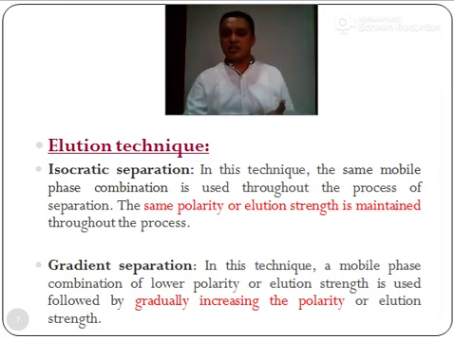But in isocratic separation, once the method is fixed, you can fix the mobile phase, apply your compounds, and they can be separated out with the help of isocratic separation. So these are the two elution techniques, isocratic elution technique and gradient elution technique.